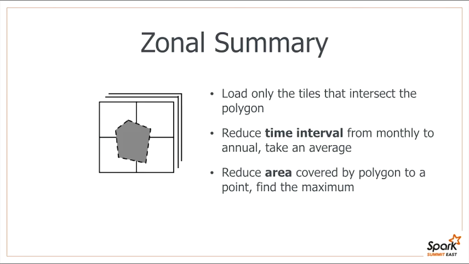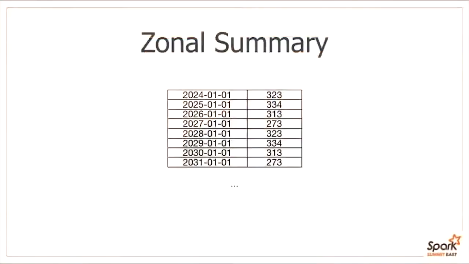Then perhaps we want to reduce the granularity of time from monthly to annual, so take the average of the months to make the data a little less noisy. And then we want to summarize the area of the polygon. So we want to perhaps take the maximum. It could be a more complex operation, but let's say it's the maximum. And hopefully the output will be a series, date and maximum temperature.